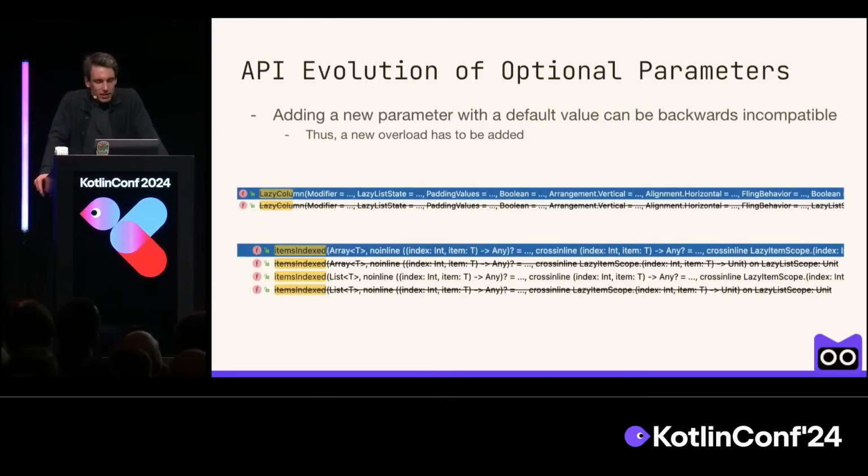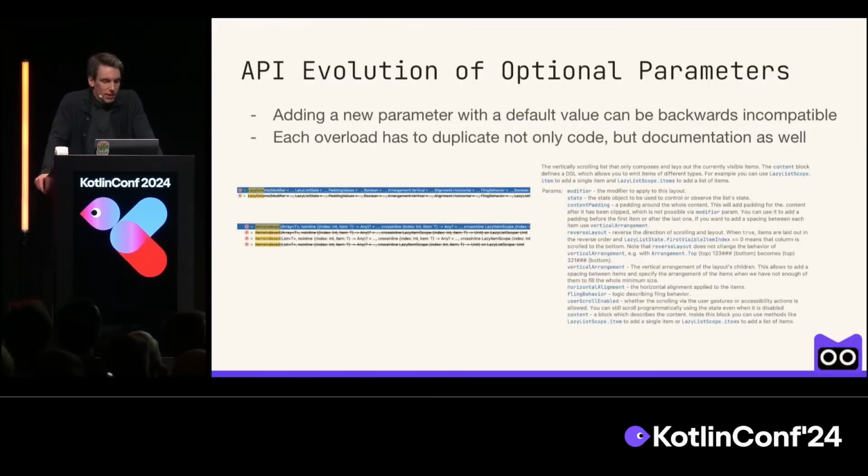But what if we decide to add a new parameter to such a function? In this case, we'll have to add it to a new overload to maintain backward compatibility. And these are just a few examples where authors had to add new overloads already and deprecate previous versions of the function. And the addition of a new overload also means that we have to duplicate all the documentation for all the parameters, which, as we saw, is a lot.